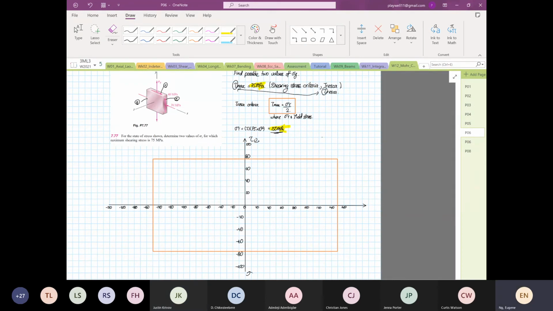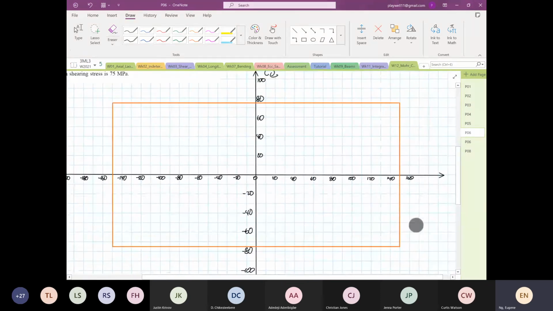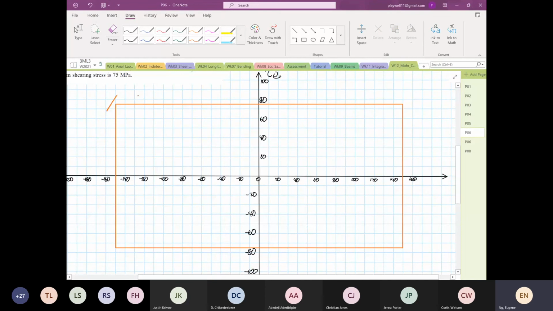The circle has to be within the box. The circle cannot be outside the box. Outside the box means you yield. So this is known as no man's land. You go out, based on the property we have now, the material will fail.